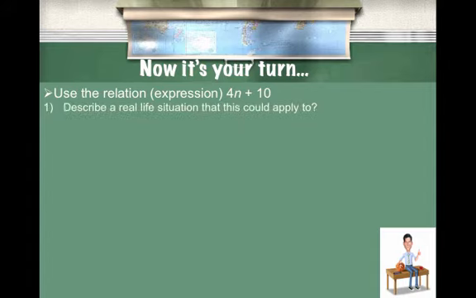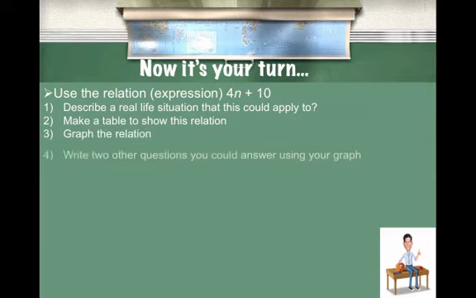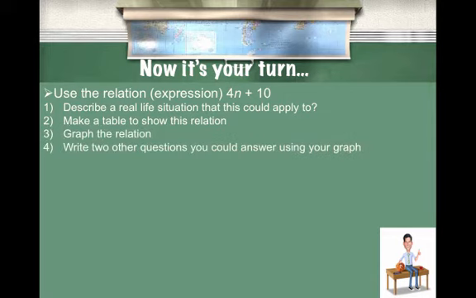But four different requirements. Number 1, describe a real-life situation that this could apply to, the 4n plus 10. Number 2, make a table or chart, same thing, to show this relation. 3, graph the relation. And then 4, write 2 other questions you could answer using your graph.